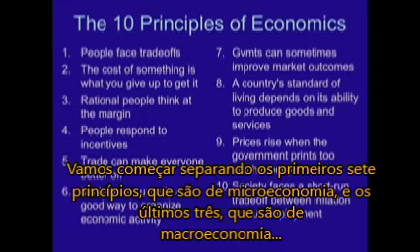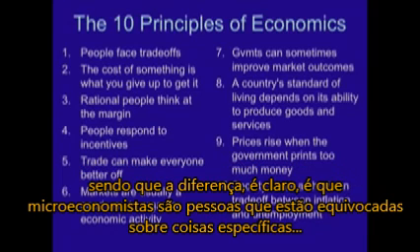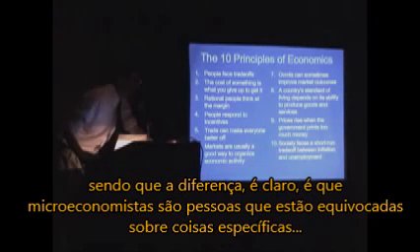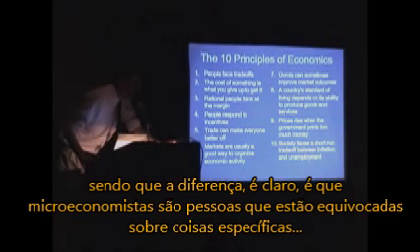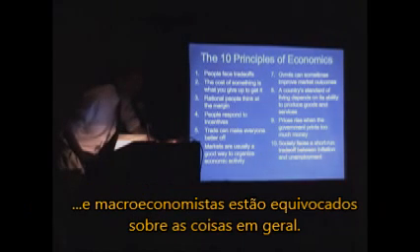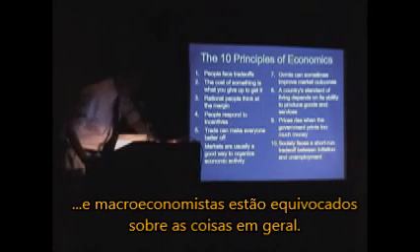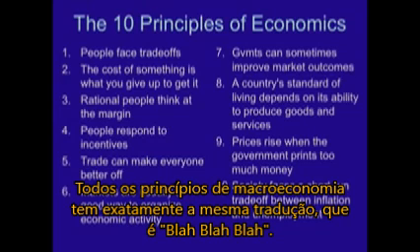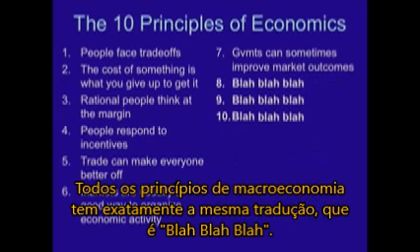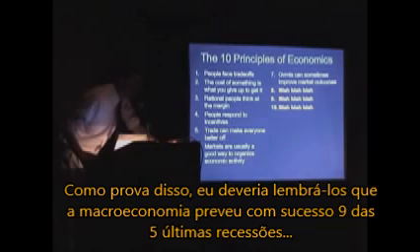Let's begin by separating them into the first 7 principles, which are microeconomics, and the last 3, which are macroeconomics. The difference, of course, being that microeconomists are people who are wrong about specific things, and macroeconomists are wrong about things in general. The macroeconomic principles all have the exact same translation, namely blah, blah, blah. As proof, I should only remind you that macroeconomists have successfully predicted 9 out of the last 5 recessions.